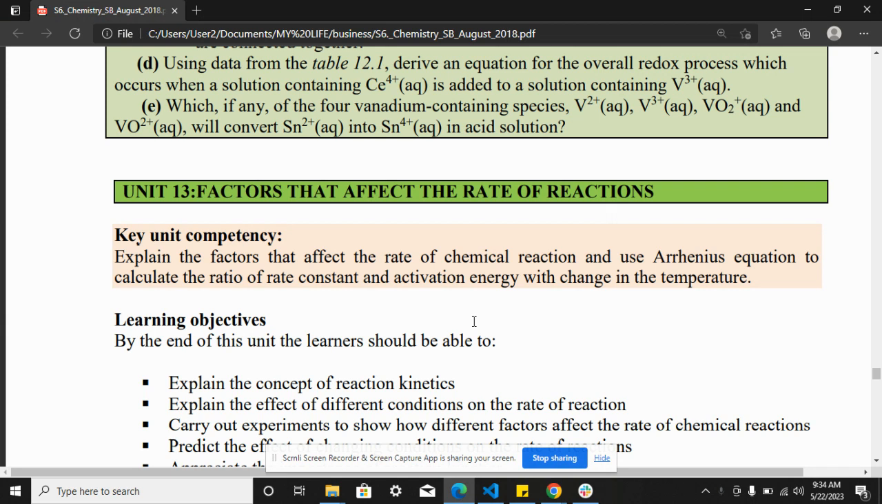I think the last time we studied the electrochemical cell, we spent our time dealing with the galvanic voltaic cell and even the applications of electrochemistry in real life. Then let's start a new topic, which is called the factors that affect the rate of reactions. Factors which affect the rate of reactions might be many, so these are the ones that we're going to see and know more about.